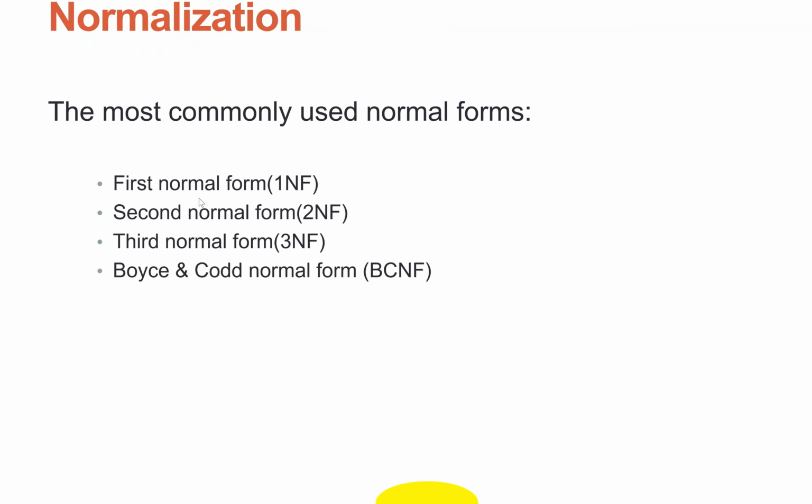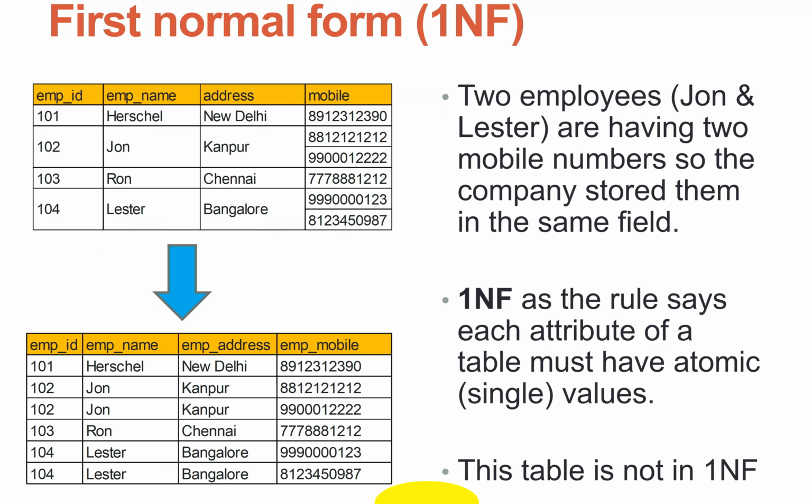First one is first normal form, 1NF. Second normal form, third normal form, Boyce-Codd normal form, so this is BCNF, we will call it. So what is that? We'll see one by one. Okay, sometimes they will ask in the interview.